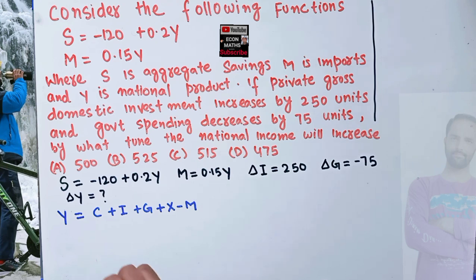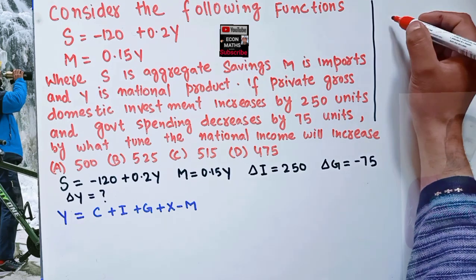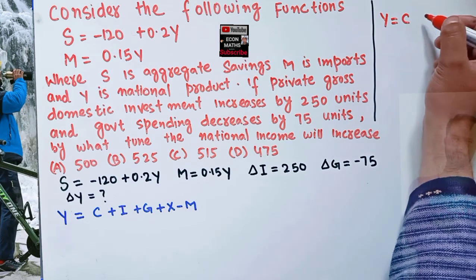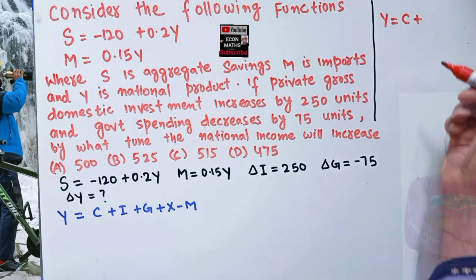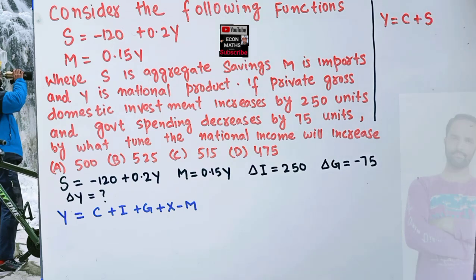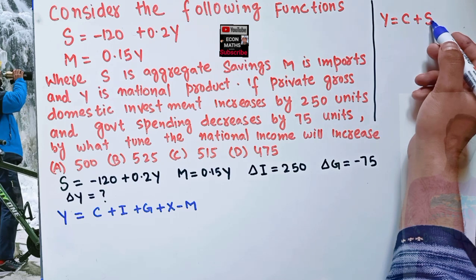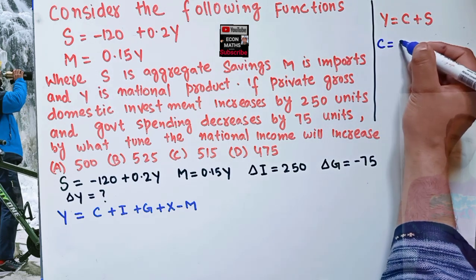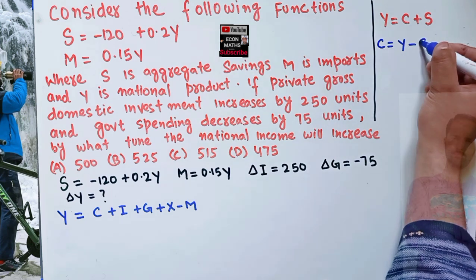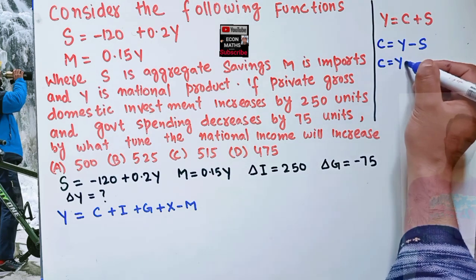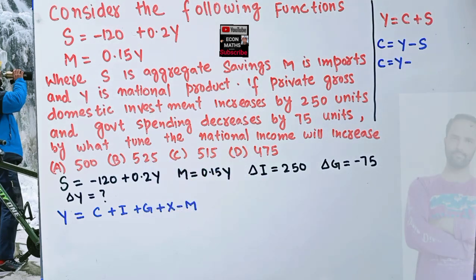So first we need to find out this consumption function, which is not being given, but we also know the identity that our total income is actually consumed, and the part which is not consumed is being saved, okay? So our total income is equal to consumption plus savings, okay? We know this identity. Now let us solve it for consumption. That means C will be equal to Y minus S. That means we want to find out the consumption function. That implies C is equal to Y minus the savings function that is given to us.